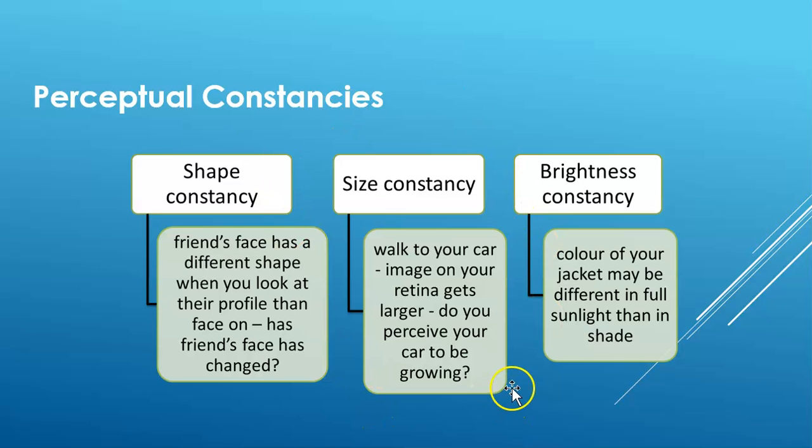Another example would be size consistency. When you're walking to your car, the image on your retina gets larger as you're getting closer. Do you perceive your car to be growing? No, right? That's because it's a perceptual consistency. And finally, an example of brightness consistency would be that the color of your jacket may be different in full sunlight than in shade. Brightness consistency is something your brain usually does very well at. And if it's something you're familiar with, then you'll definitely be able to recognize it in different brightnesses.